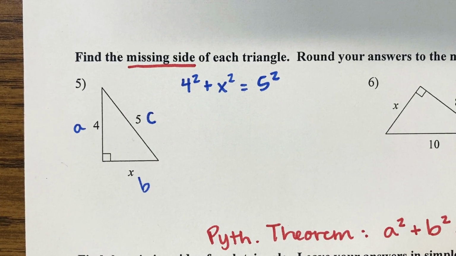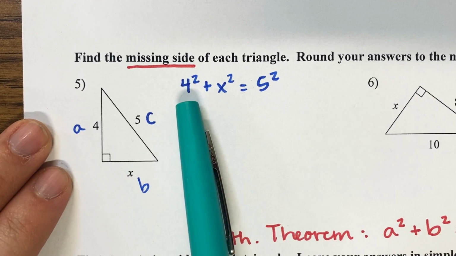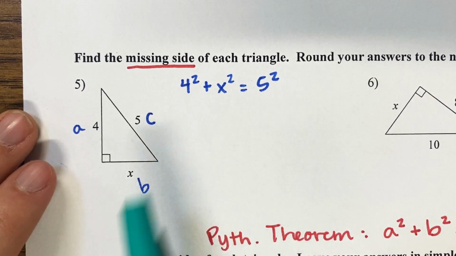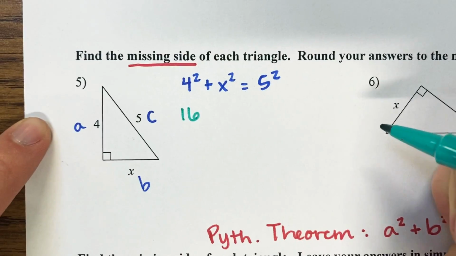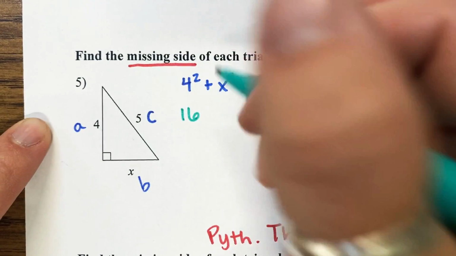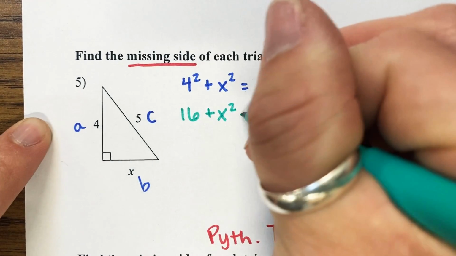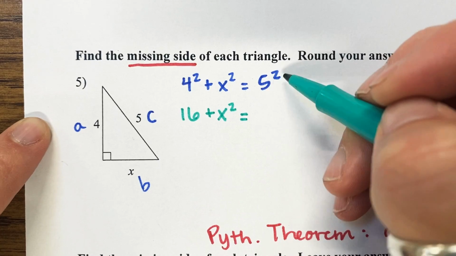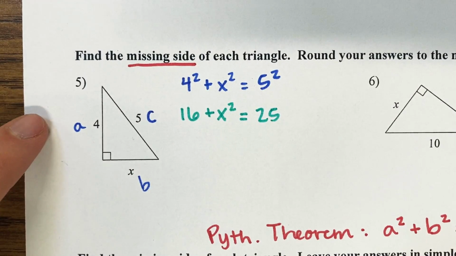Now we can start solving for x. First thing we want to do is get rid of these squareds. Well, we know what 4 squared is. What is 4 times 4? It's going to give me 16. We can't simplify x squared because we don't know what it is, so that just has to stay x squared equals 5 squared, or 5 times 5 is 25.